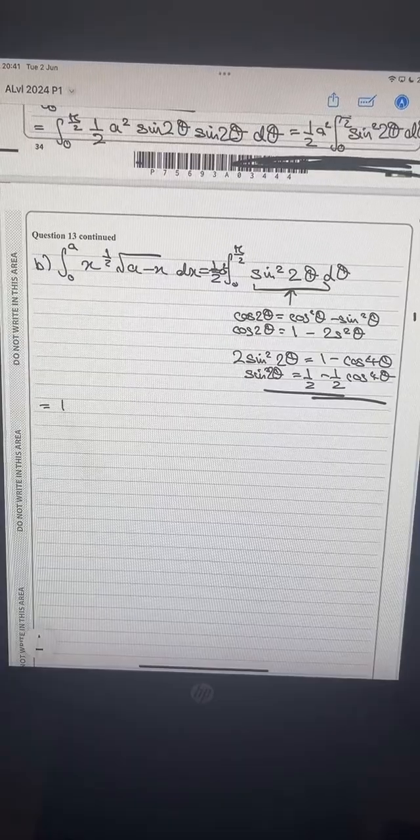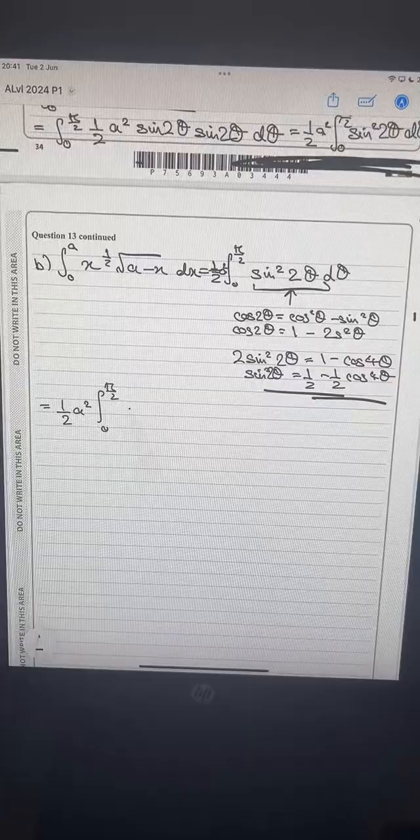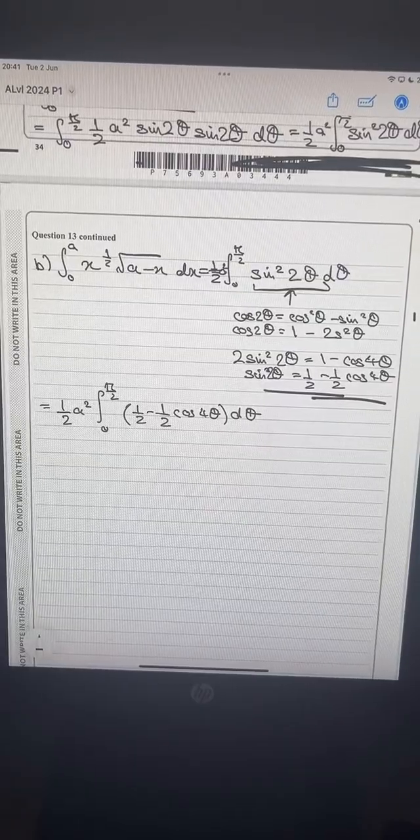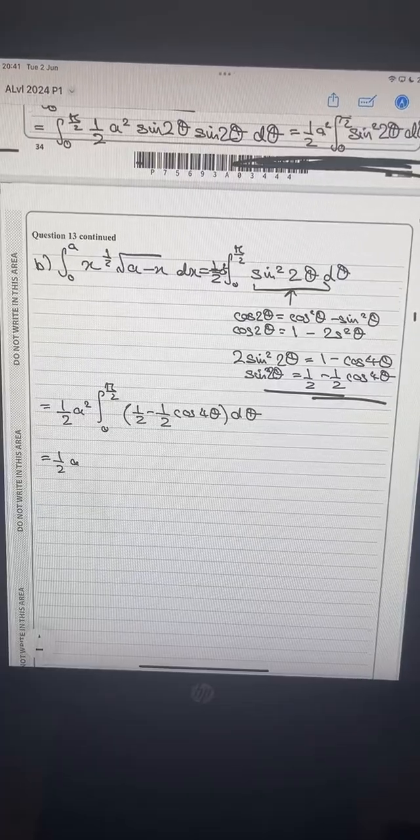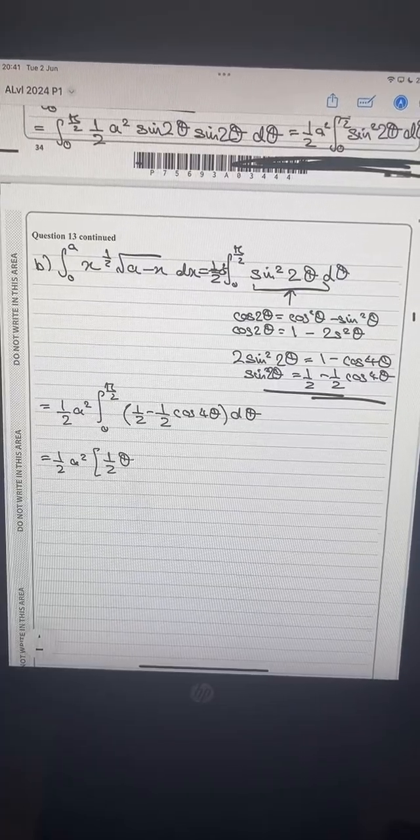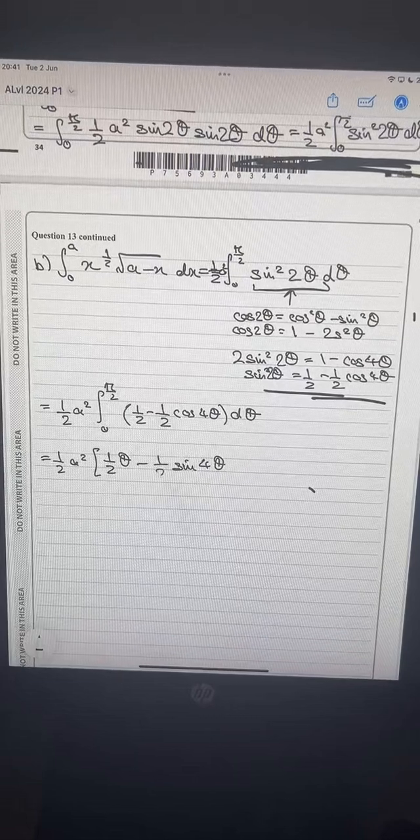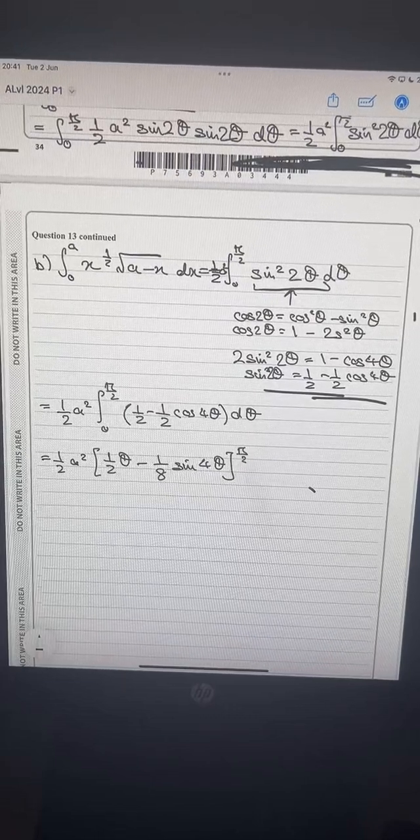So if we do half a squared, integral from 0 to pi by 2 of a half minus a half cos 4 theta with respect to theta, we can now easily integrate this. So we have a half a squared of a half theta, and then cos integrates to sine, so you have sine 4 theta divided by 4, minus 1/8, using the reverse chain rule, from 0 to pi by 2.